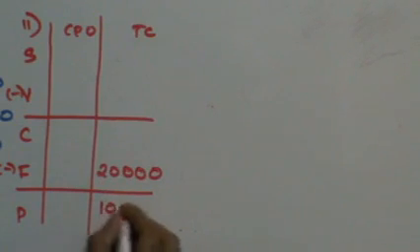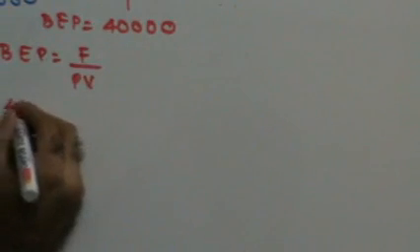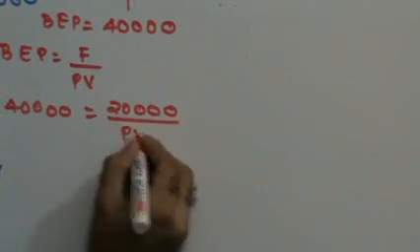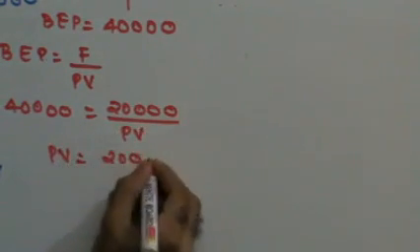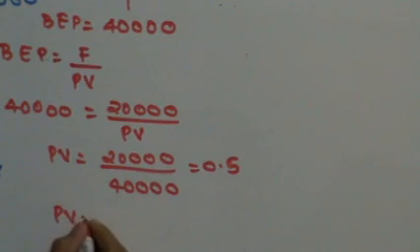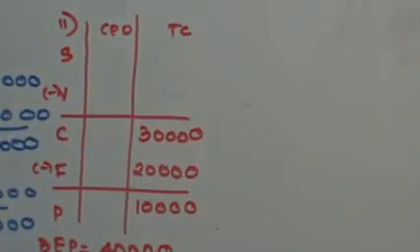Profit is 10,000. BEP is 40,000. They've asked you to determine the sales. Same thing, I can say BEP is F upon PV. So 40,000 is equal to F 20,000 upon PV. So I'll get PV is 20,000 divided by 40,000, which is nothing but 0.5. Therefore I can say PV is 50%. Once I know PV, I know profit, I know fixed cost. So I can find out contribution. Contribution is going to be 30,000.